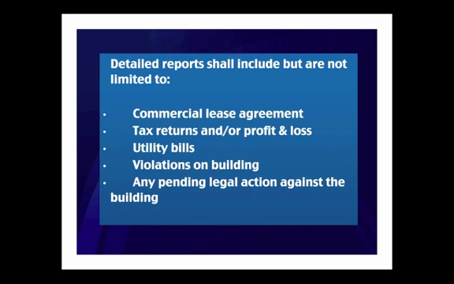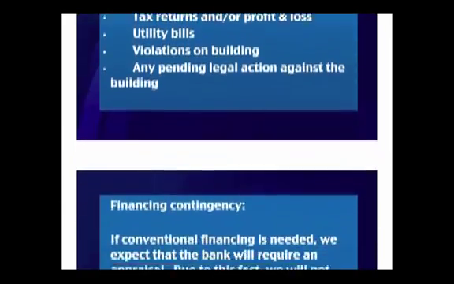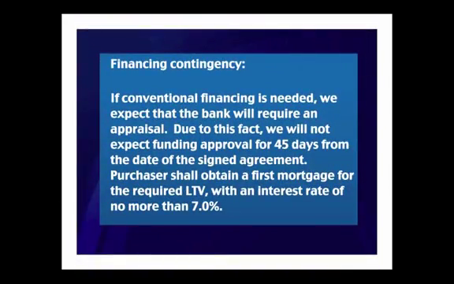All right, page number 2, more boilerplate that I like to get in here when possible. Okay, so notice the next page, if you would. And the third page deals with a financing contingency. All right, initially, you can see that. So our financing contingency says if conventional financing is needed, we expect that the bank will require an appraisal for valuation due to the fact that we'll not expect funding approval for 45 days. And then we have our loan to value requirement along with the interest rate, okay?